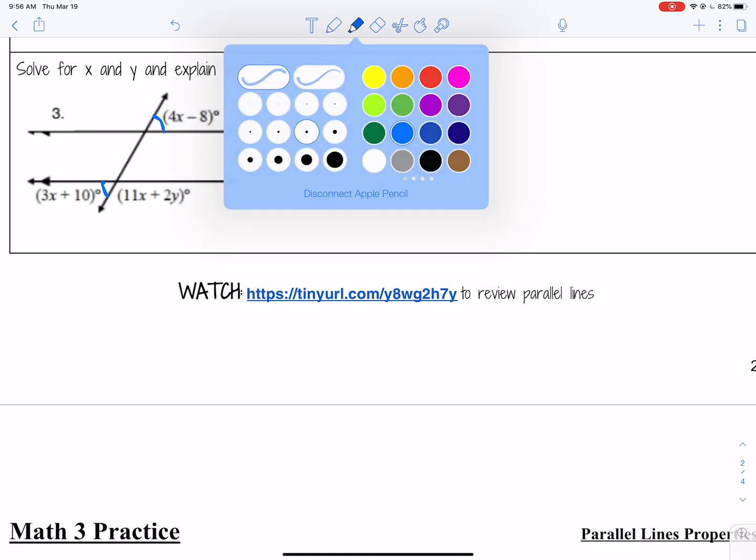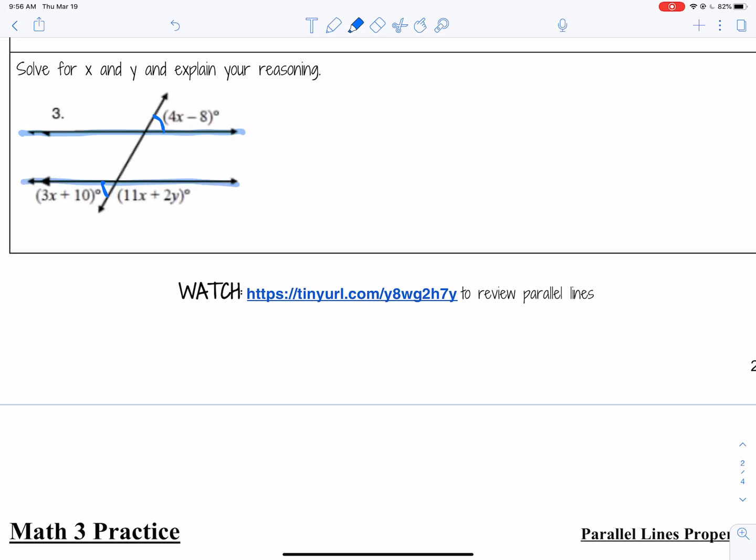Let me highlight. Well, let's see. We have parallel lines cut by a transversal, and they are sitting on opposite sides, so they're alternate, and they're outside of the parallel lines, so they're exterior, and therefore we know that they're congruent to one another. So let's say 4x minus 8 equals 3x plus 10. And we can say this because we know that alternate exterior angles are congruent. So that would be our reasoning.